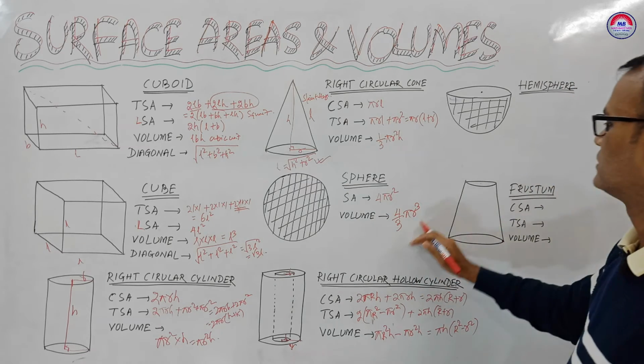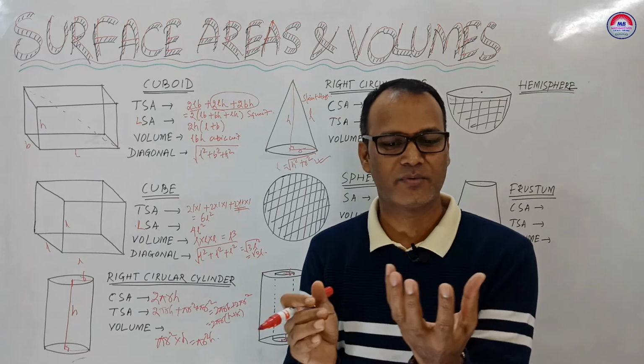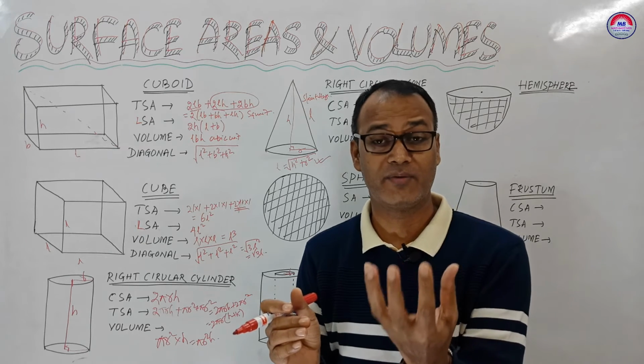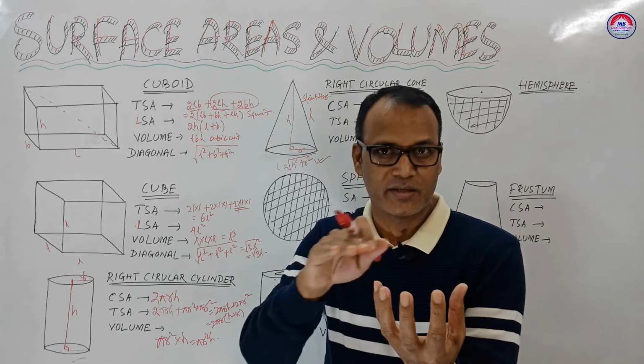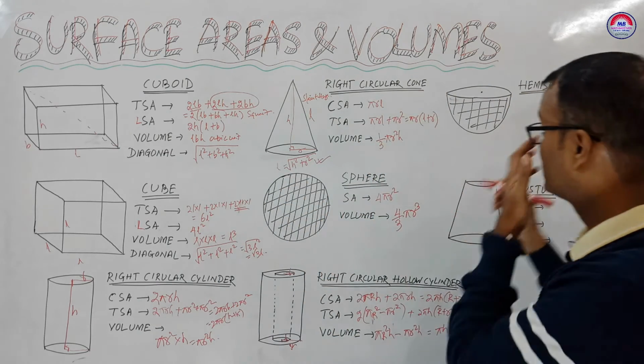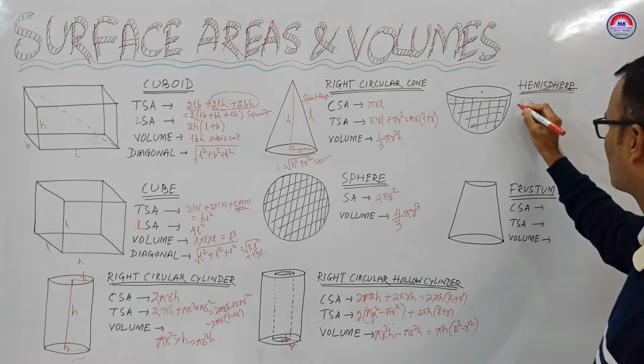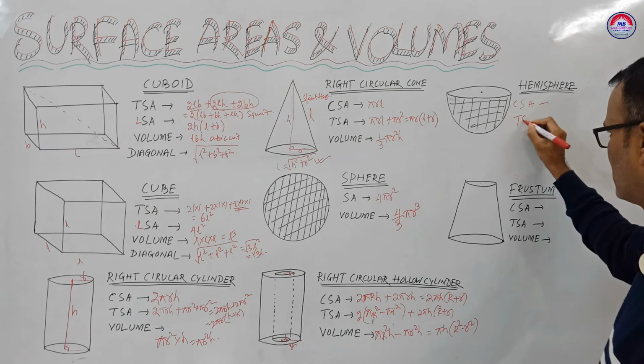Okay. Now you see hemisphere. Hemisphere means half of the sphere. Suppose we have a lemon. If we cut it in half, then we get the hemisphere. So for the hemisphere, you can find surface area, curved surface area, and total surface area.